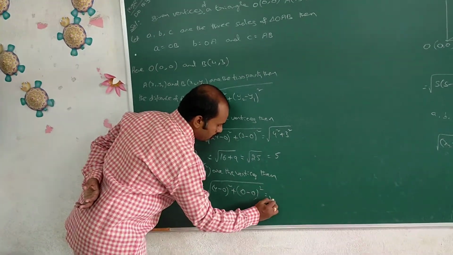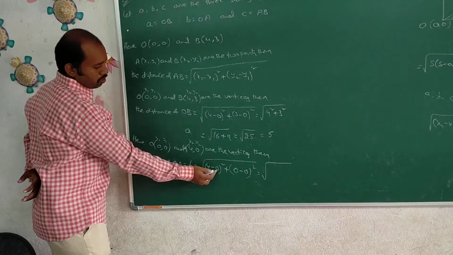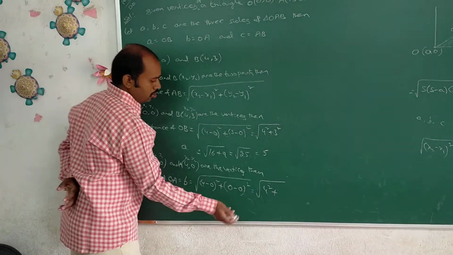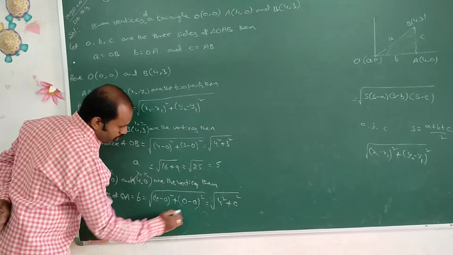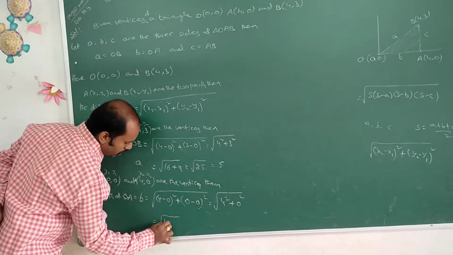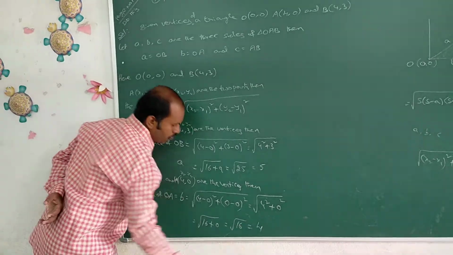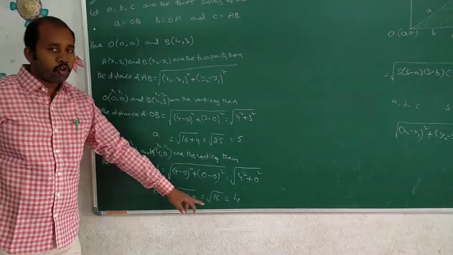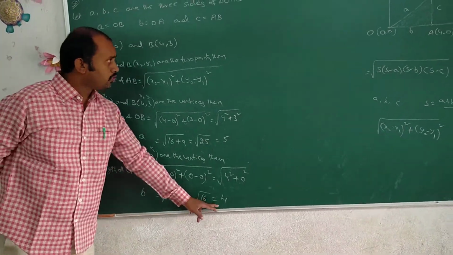Now simplification. That is equal to square root of 4 minus 0. First term you get 4, 4 square. Plus second term 0 minus 0, you get 0 square. So now simplification. You get 4 square means 16 plus 0. That is equal to root 16. Root 16 means 4. So B, that is equal to OA. B equal to 4 units you get. Already A is 5 units, B is 4 units.